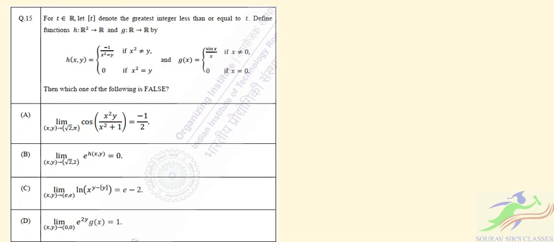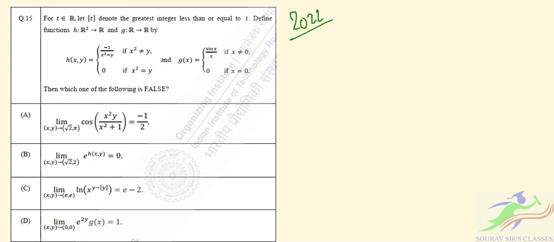So I'm solving the IIT JAM 2022 maths questions. So this is question number 15. For t belongs to R, the box function denotes the greatest integer less than or equal to t.